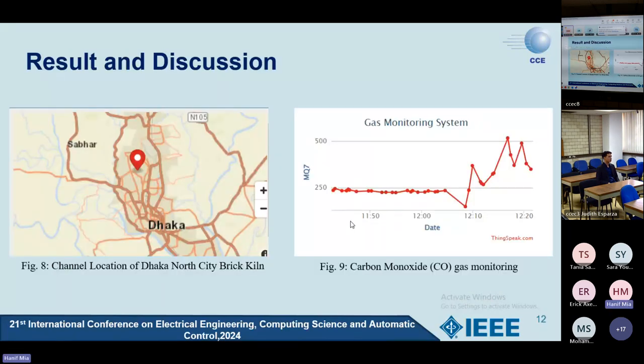The monitoring of toxic gases in the Biklin area of Dhaka Northern City location is conducted using an advanced sensor, as illustrated in figure 8. The data collection process is facilitated through three fields on the ThingSpeak platform. Figure 9 depicts the concentration of carbon monoxide with data being updated at 10-minute intervals. The recorded average carbon monoxide concentration ranges from 100 parts per million to 500 parts per million, indicating that the air quality during the monitoring period was extremely hazardous to human health.